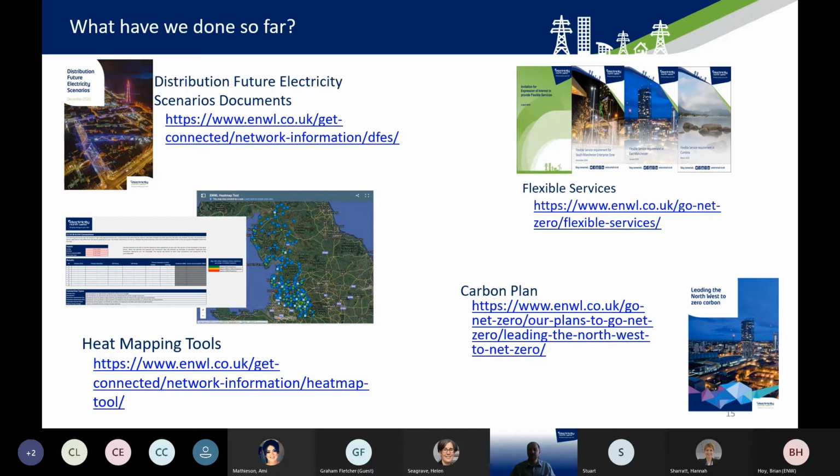We offer flexible services. This is our opportunity to try and buy services from the market to prevent us from having to reinforce the network. So this is a perfect opportunity for generators wanting to get a bit of extra revenue into their business case, that they can offer us a flexible service to offset some of the demand that we've got connected to the network. And the final one to highlight is the carbon plan, which Helen has just been speaking about some of the stuff that goes with that, and that just sets out how we intend to lead the Northwest to net zero carbon.